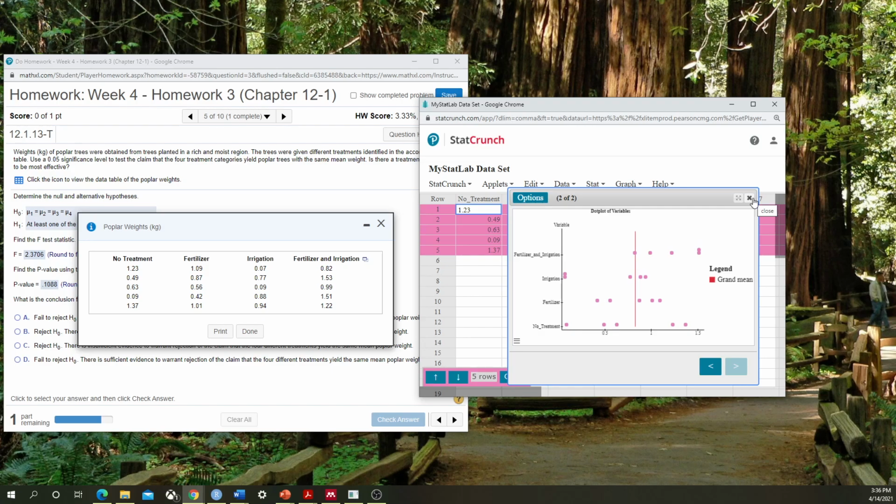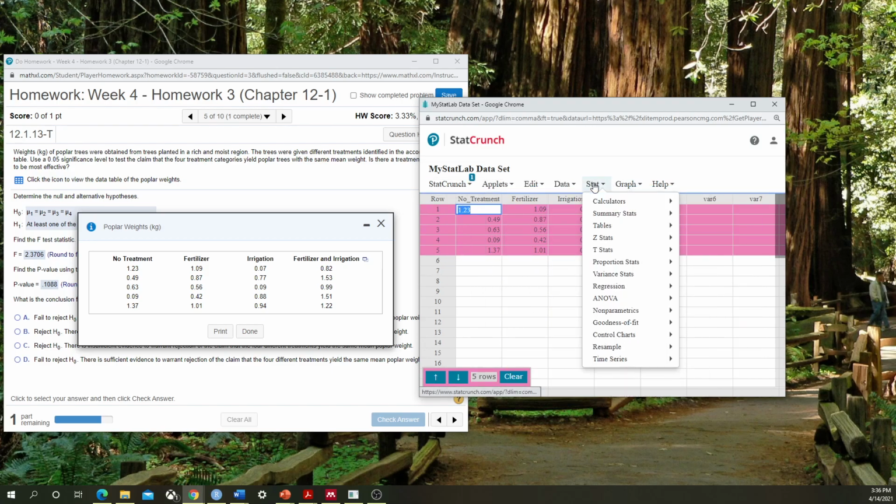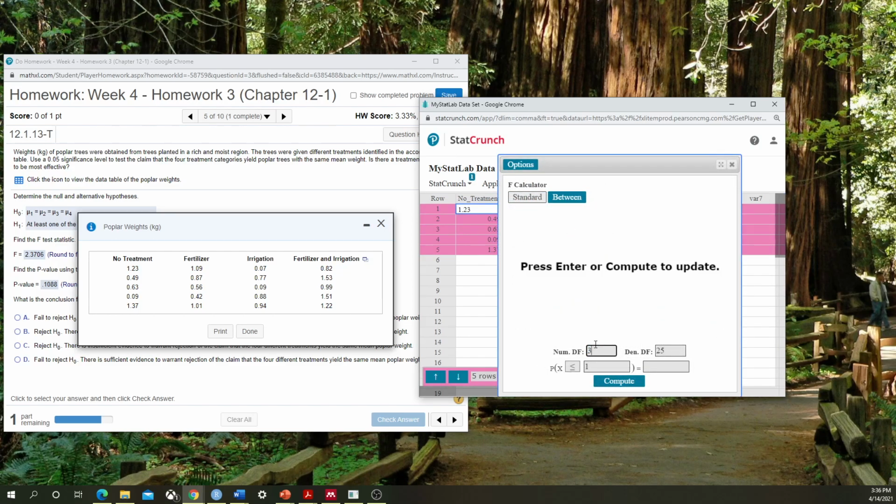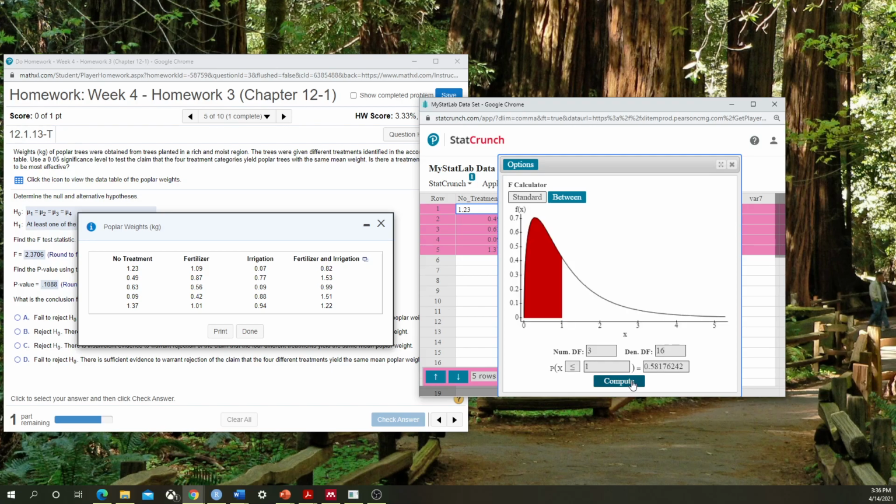Just for fun, let's go into calculators, F statistic. We know that there are 4 groups, so we're going to do 3 degrees of freedom because it's 4 minus 1. And then we have 20 here. It's going to be 20 minus K, where K is the number of groups, so that's going to be 16. And we're going to compute that here.